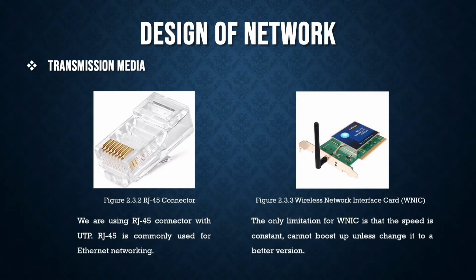Next is figure 2.3.2, which is the RJ45 connector. We are using the RJ45 connector with UTP. RJ45 is commonly used for Ethernet networking. Next is the wireless network interface card, WNIC. The only limitation of WNIC is that the speed is constant and cannot be boosted unless it is changed to a better quality version.